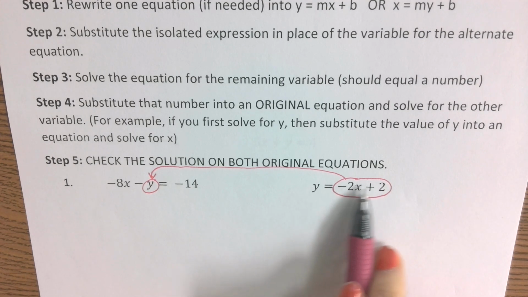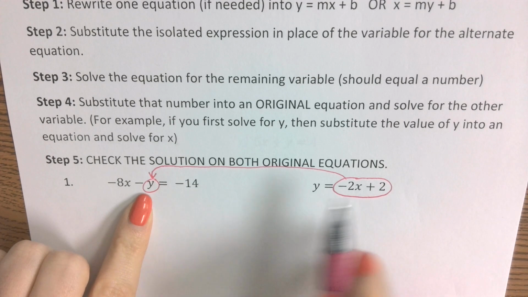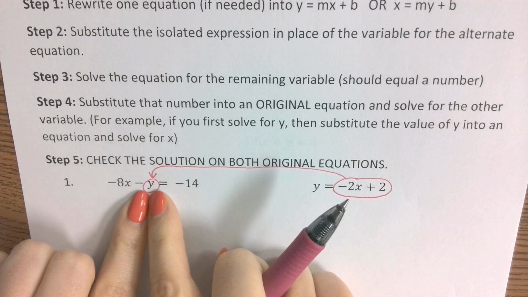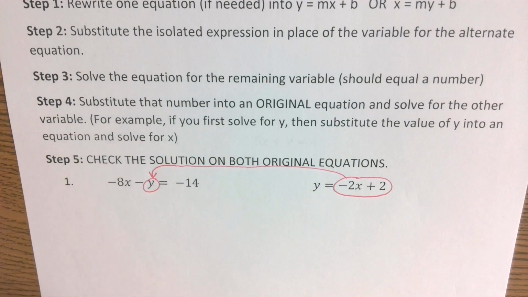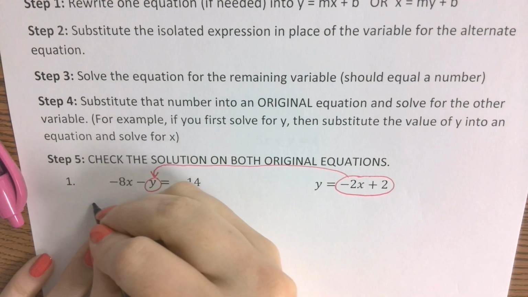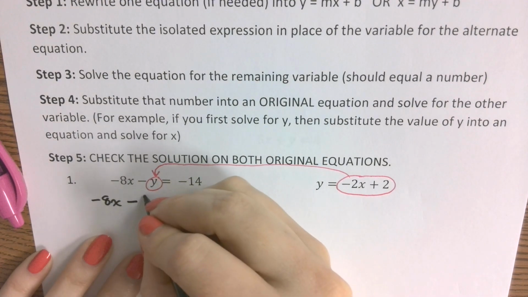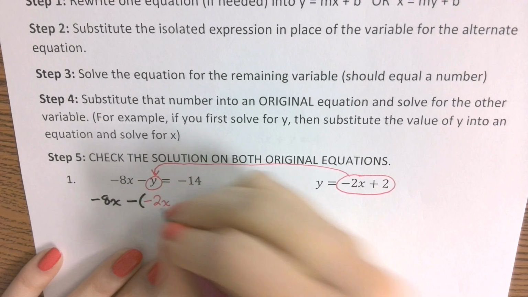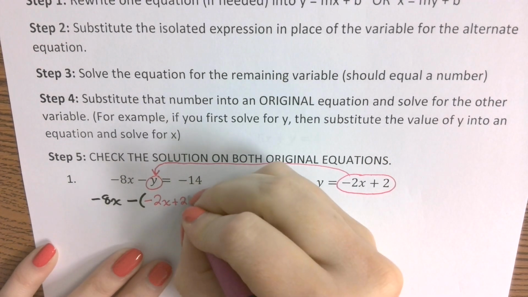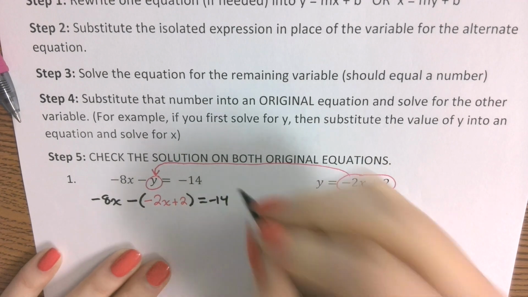Does that make sense to you guys? Okay, I know y is equal to negative 2x plus 2, so over here where it says y, I'm going to plug in negative 2x plus 2. So I'm going to rewrite that entire thing. I still have this negative 8x. I still have this minus sign, but I'm now going to have my new expression of negative 2x plus 2, and the whole thing is equal to negative 14.